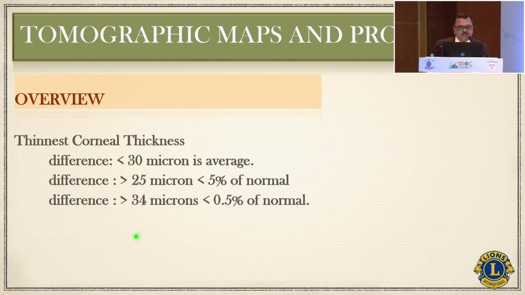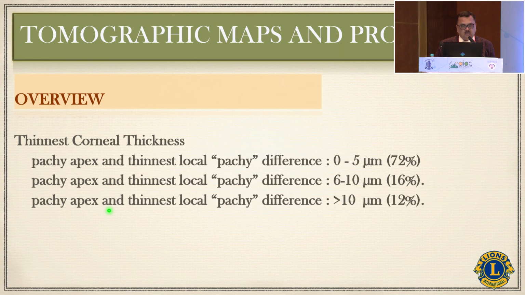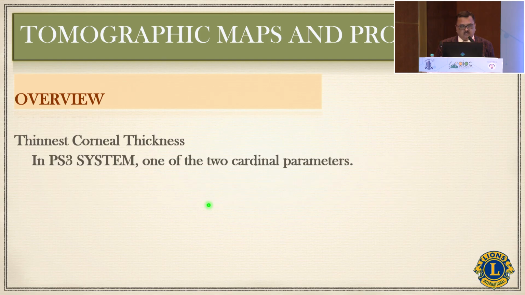And again, the thinnest corneal thickness difference. This you have to do manually. You see the thinner corneal thickness between the two, right and the left. If it is more than 34 microns, it is not normal. And the difference between the pachy apex and the thinnest local pachy difference. Repeat, the thickness of the cornea at the pachy apex and the thinnest local point, if it is more than 10, it is not normal.